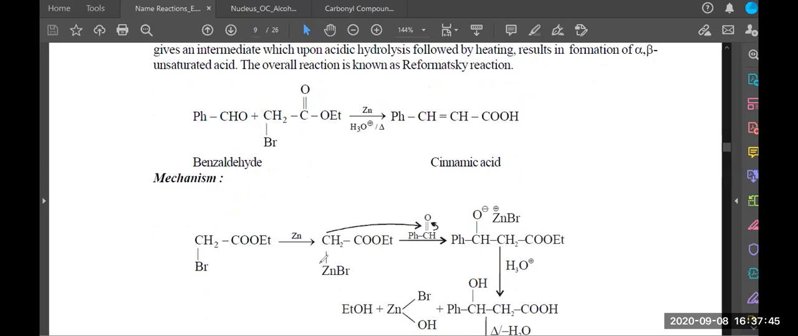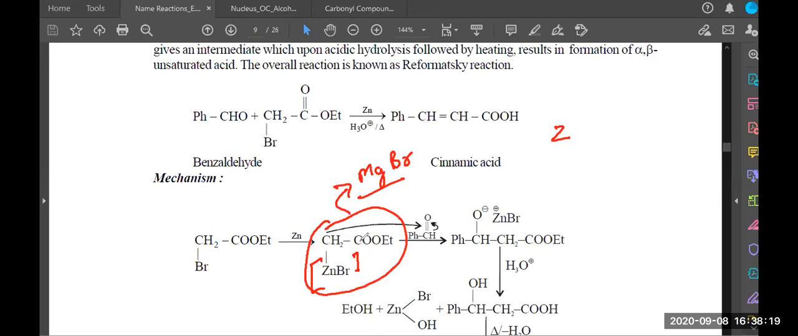Zn will react to form ZnBr. If you remember, Zn is also one of the most important reagents in the formation of alkene from dihalide. Yes, everyone remembers now, from dihalide? So, ZnBr, what do you think? What is this? Isn't it the same as MgBr? This is also an organometallic compound. Tell me, yes. Yes, everyone, right?